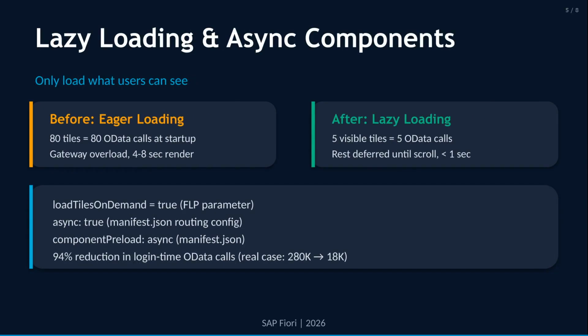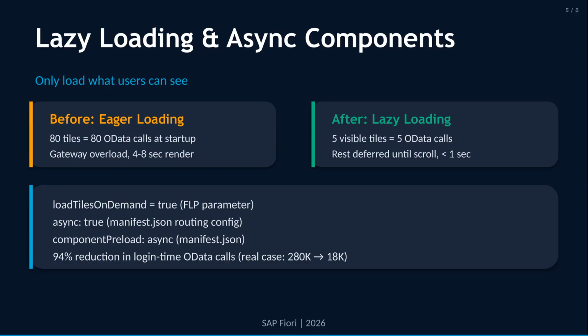Next, address component loading. By default, the launchpad may eagerly load component data for tiles that are not even visible on the user's screen. Enable lazy loading by setting the launchpad parameter load-tiles-on-demand to true. This means tiles below the fold do not trigger OData calls until the user scrolls to them.